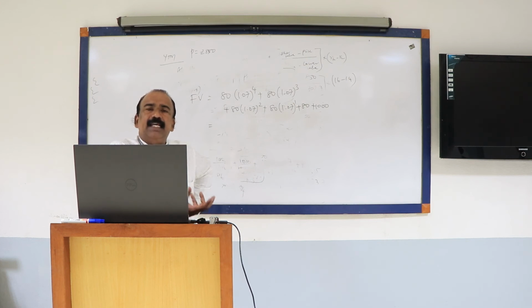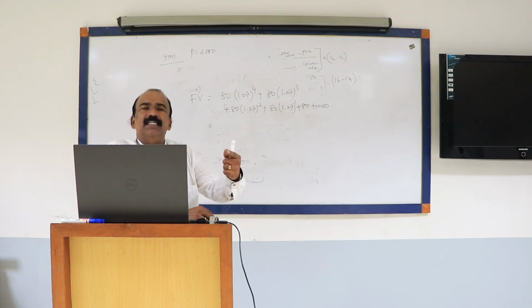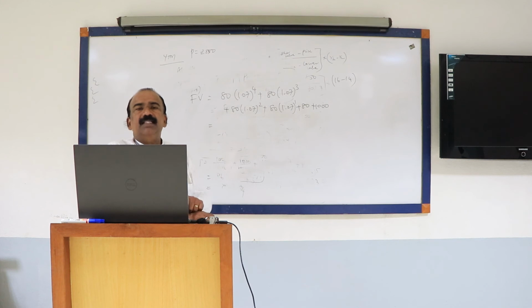So he is reinvesting at what rate? He is reinvesting at 7%. So first year interest he will be receiving after 1 year. He is reinvesting at 7% for how many years? 4 years. So 80 into 1.07 power 4 plus second year interest is reinvested for 3 years. Third year interest is reinvested for 2 years. Fourth year interest is reinvested for 1 year.